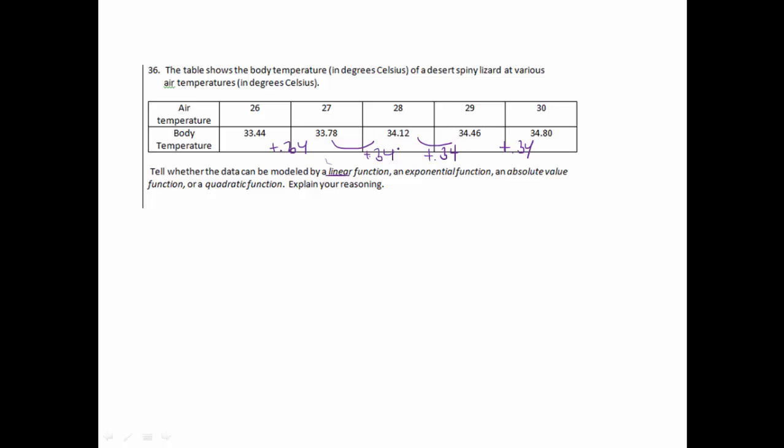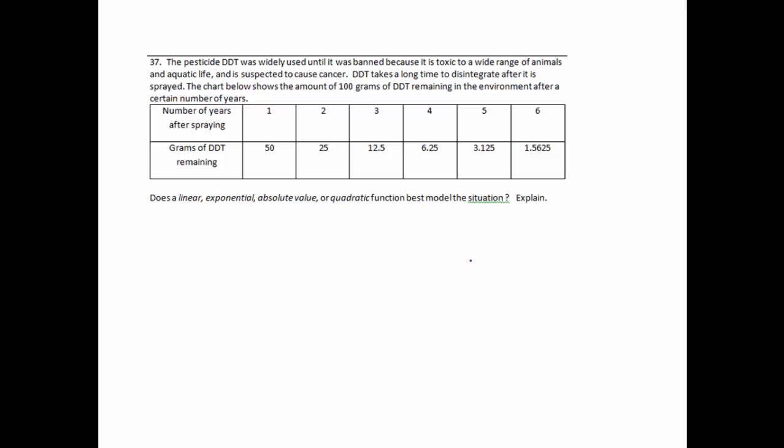So there is a constant first difference. So this is going to be linear, and I'm just going to say constant first difference. Or I could say the body temperature is going up at a constant rate of 0.34 every second, something like that. Okay, number 37.